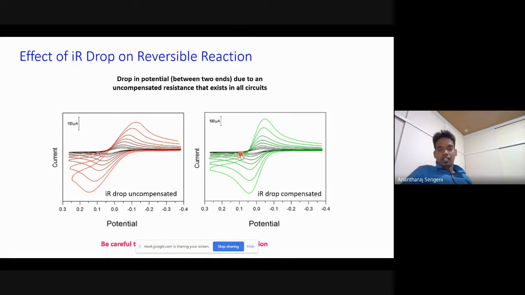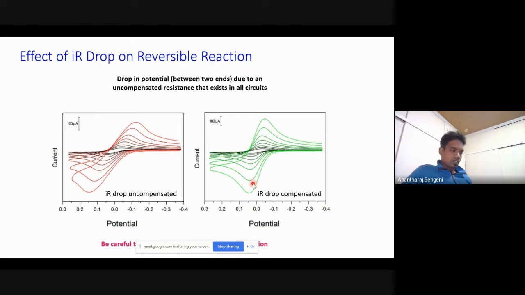But even then, as I told you earlier, at a higher scan rate the charging of the capacitor is also huge, so it takes up a lot of time. So the RC time constant is also high. Even after IR drop compensation, you will not see the exact position.